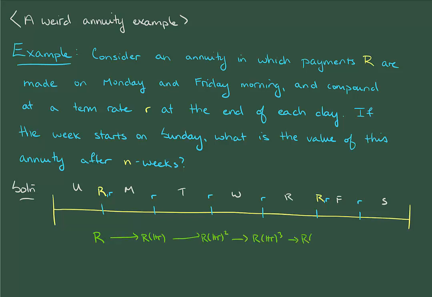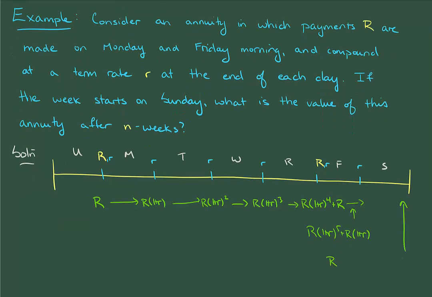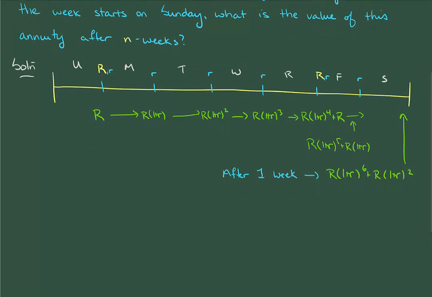Then on Friday morning, we're going to add in an additional R dollars. Now, with our new value of R added, we're just going to keep pushing forward until we get to the end of the week. And the reason that we're looking at the end of the week is because the question statement says, well, what happens after n weeks? So we have these two terms after a single week.